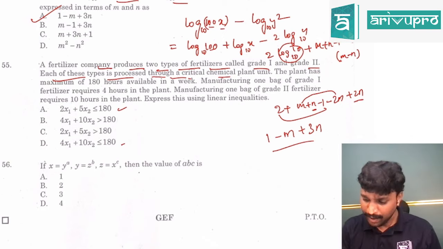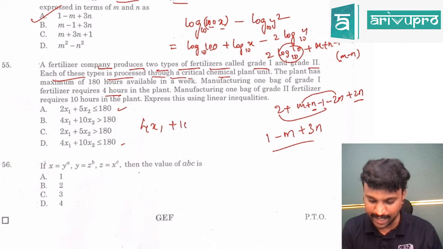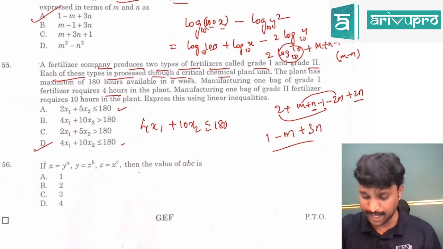Guys, fertilizer 1 requires 4 hours, that means 4x1, and fertilizer 2 requires 10 hours, that means 10 into x2, less than or equal to 180. So clearly option D is the answer. Whenever it comes to time, it should be less than or equal to.